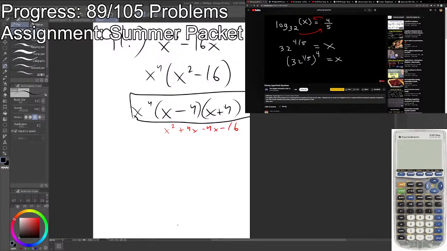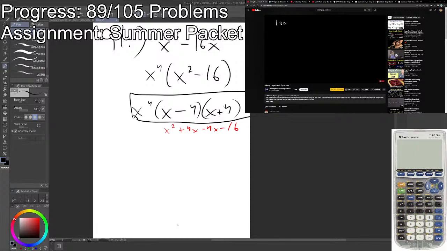So what number multiplied by itself 5 times is 32? 2 to the fifth power is 32. So therefore, 32 to the 1/5 is 2. So now we've got to find out what 2 to the 4th is equal to. 2 to the 4th is 16, and so x is 16.